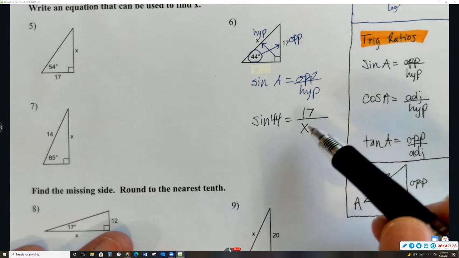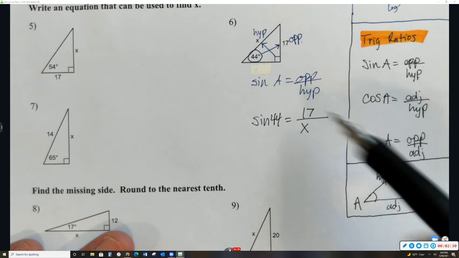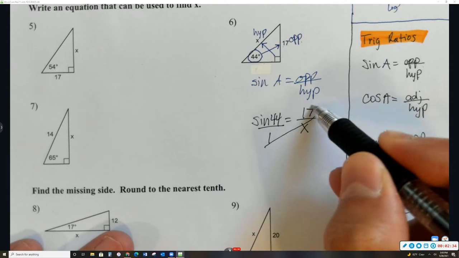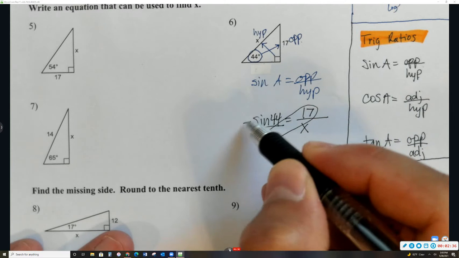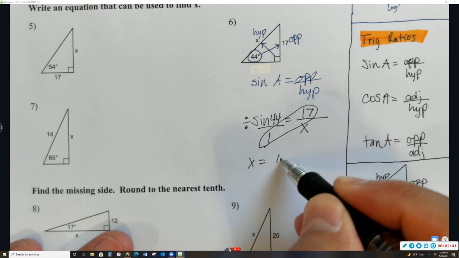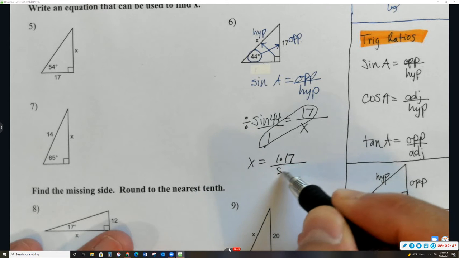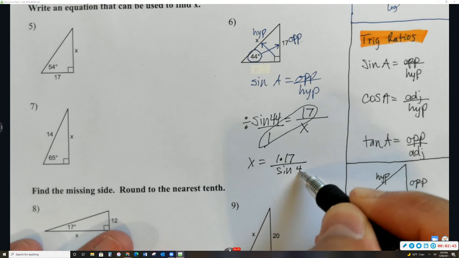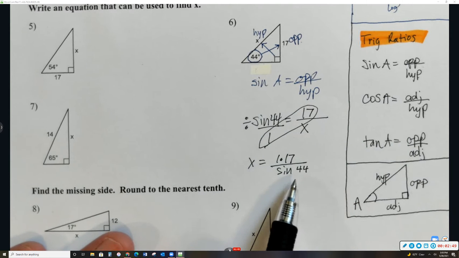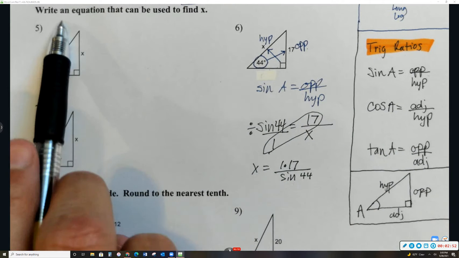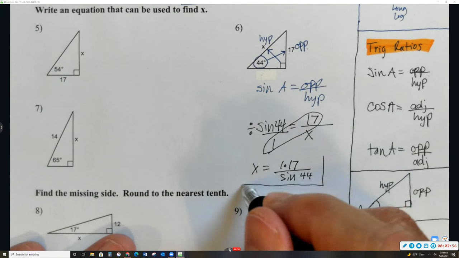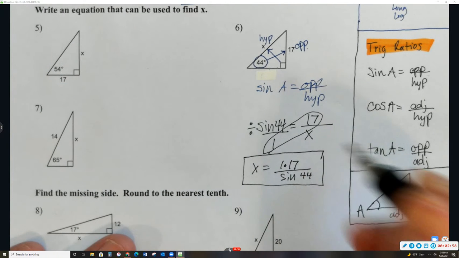Okay, and then remember, when we solve these, I like to set it up as a proportion and then solve the proportion by cross multiplying and dividing. Okay, so I know x is equal to 1 times 17 divided by sine of 44. And I don't need to figure out the value of this. What it's asking for is an equation that can be used to solve for x. And this can be used to solve for x.